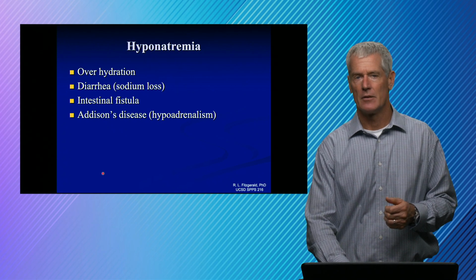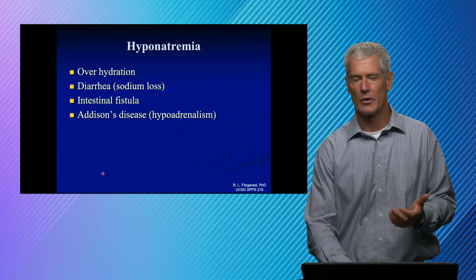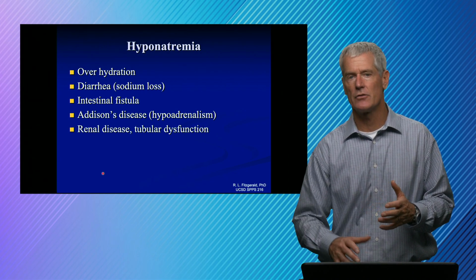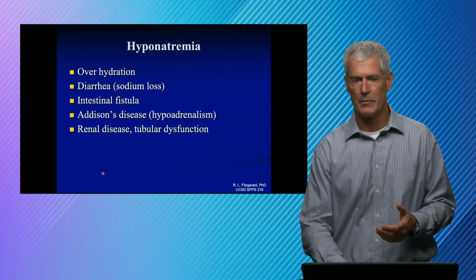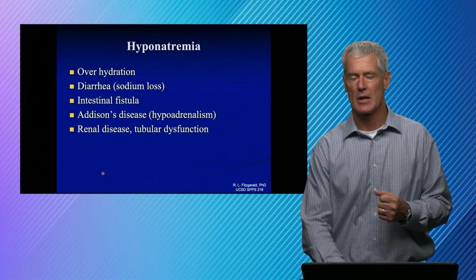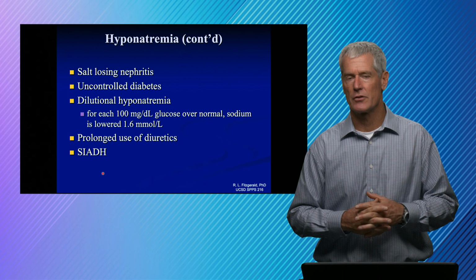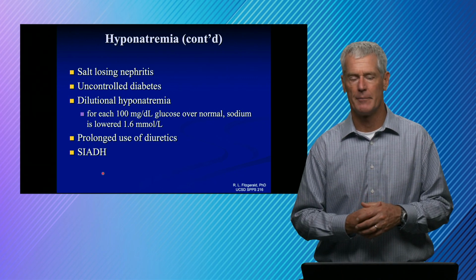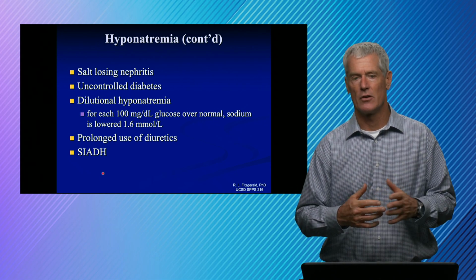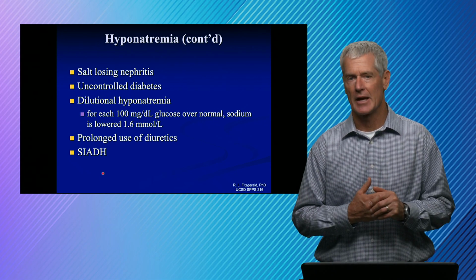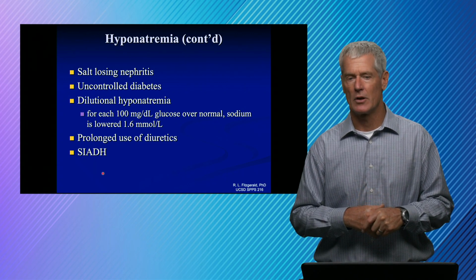Addison's disease basically is destruction of the adrenal cortex, so you have hypoadrenalism. Renal disease, so you can't reabsorb appropriately, and so you get buildup of fluid, and typically patients become hyponatremic. Other conditions, salt-losing nephritis, so if your nephrons are losing salt, that makes sense. Uncontrolled diabetes, you're excreting keto acids and you're taking sodium with them as the counter cation, so you become hyponatremic.